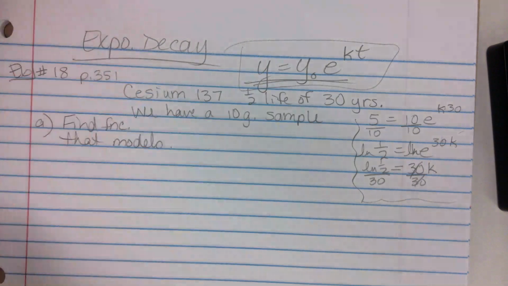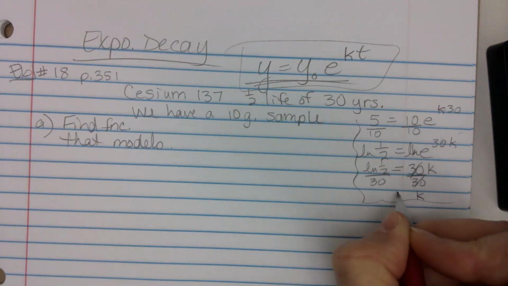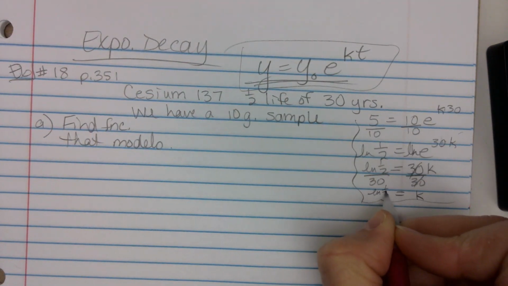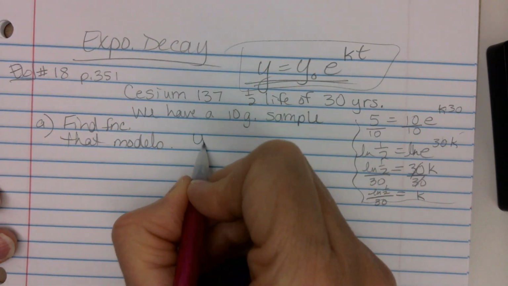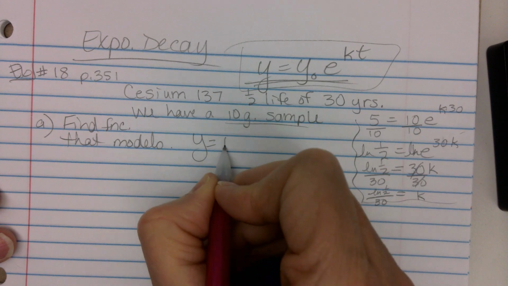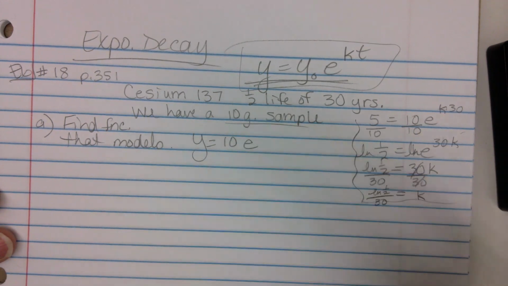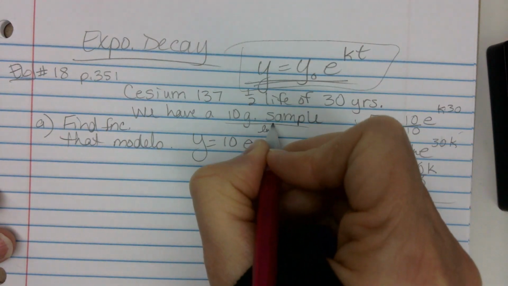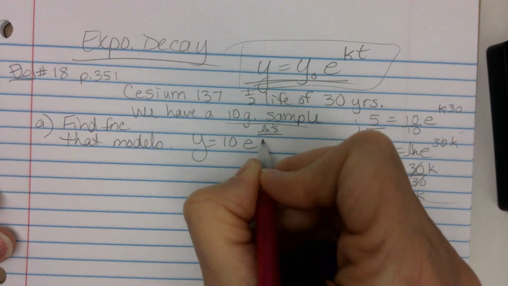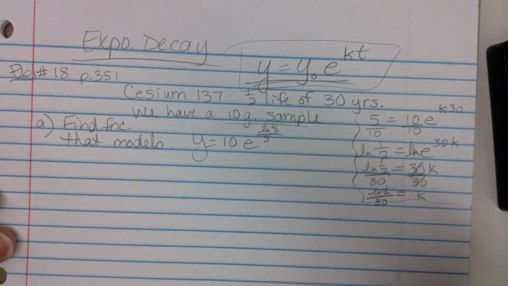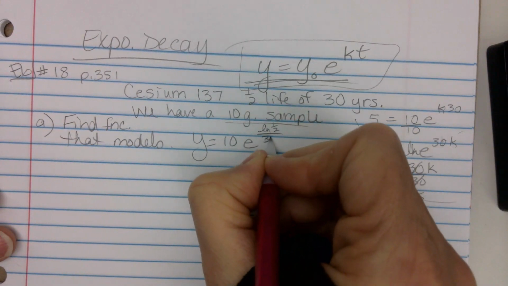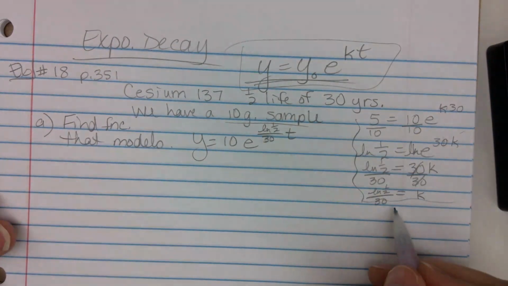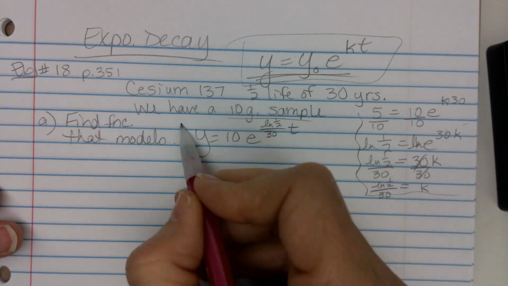But maybe not. We'll just keep it ln of 1/2 over 30. So our function will be y equals y naught, which is 10 given, e to the k, ln of 1/2 over, was that 50? 30, sorry. An example of me not being able to read my writing.